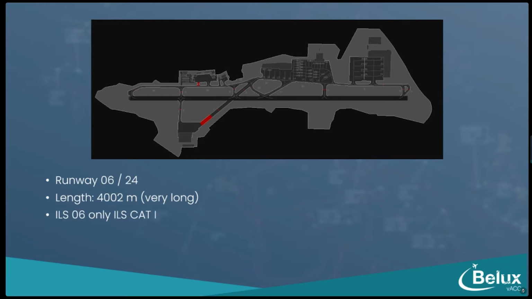ILS runway 06 is only category 1, so when you're using runway 06 and you see that the visibility is getting lower and lower, it might be a good idea to switch over to runway 24 in time. Because during the low visibility procedures, you will be using runway 24 normally.